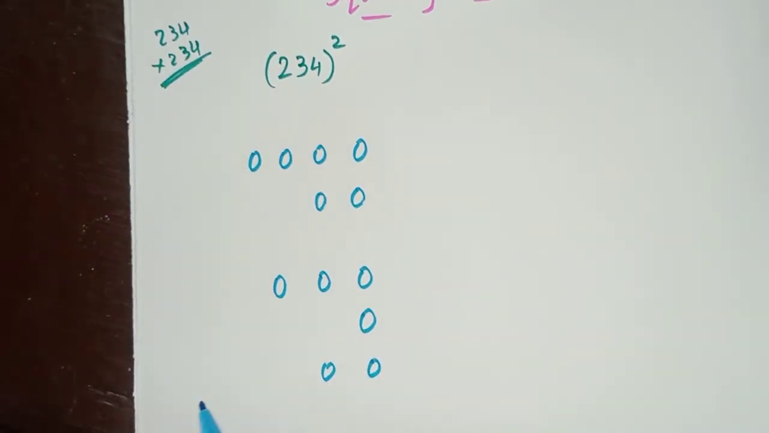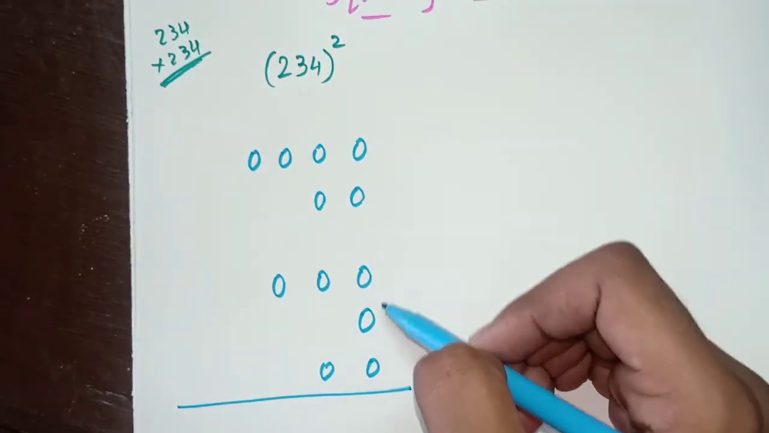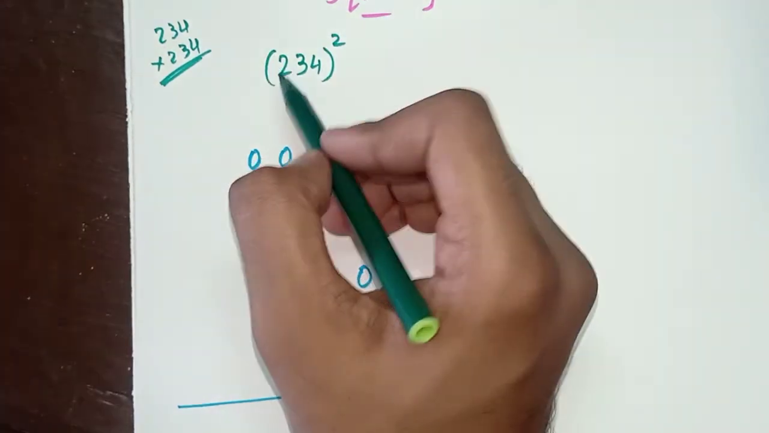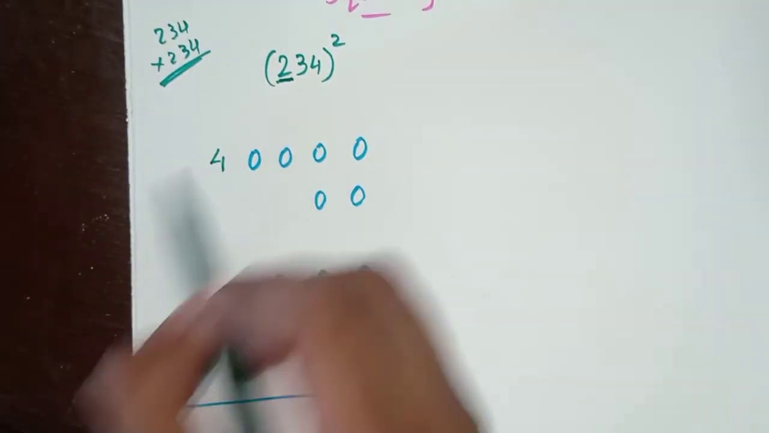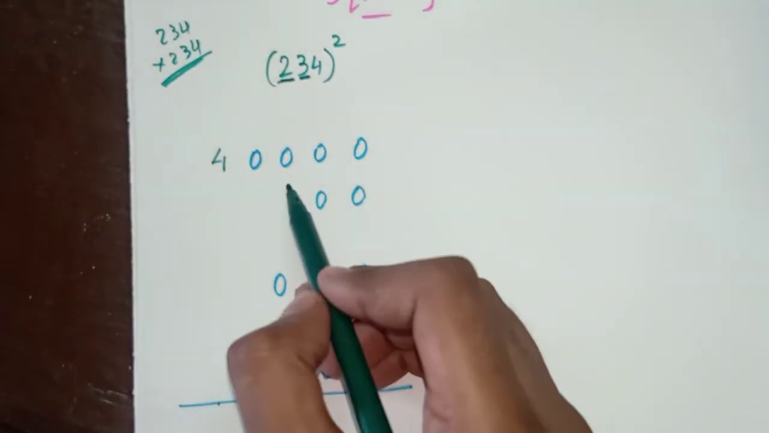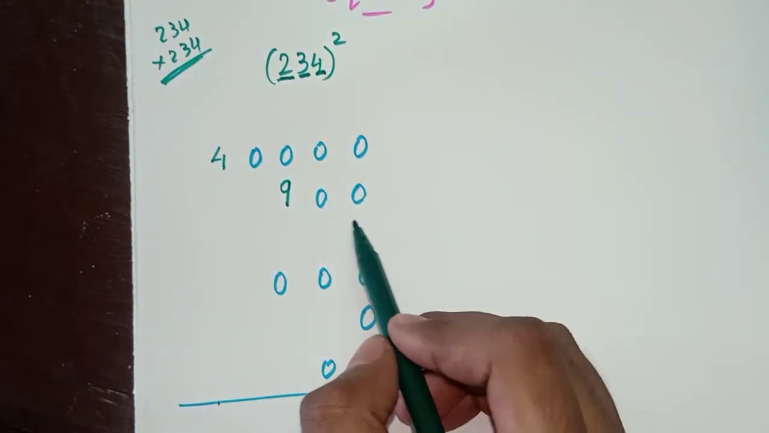So understand this properly: 3 zeros, 1 zero, 2 zeros. Okay. Now what to do after this? Again you have to take the numbers. The first digit is 2, and the square of 2 is 4, so write 4 here. The next number is 3, and 3 squared is 9, so write 9 here. The last number is 4, and 4 squared is 16.